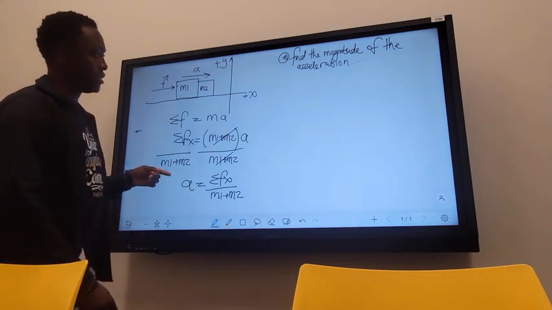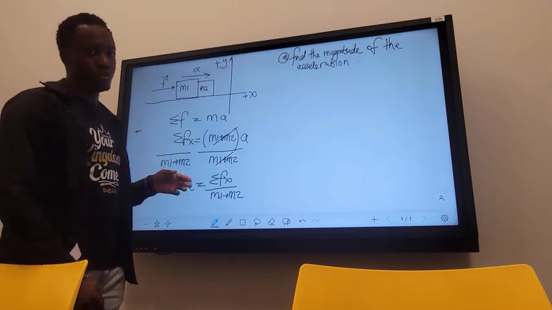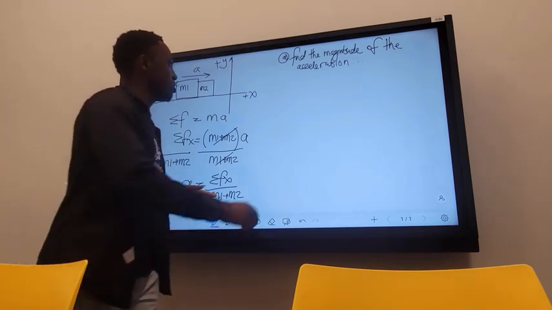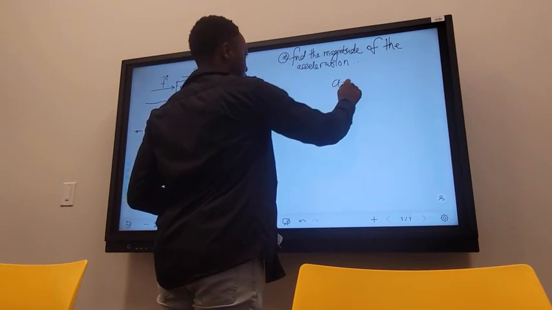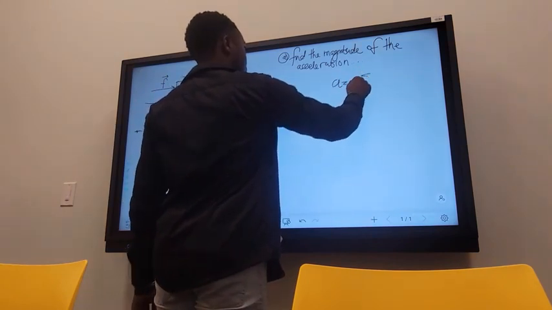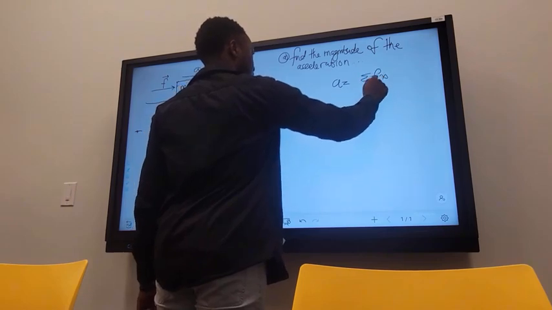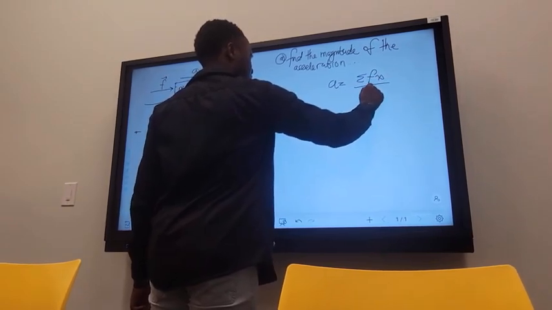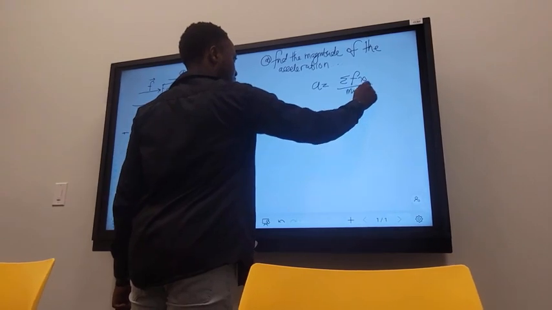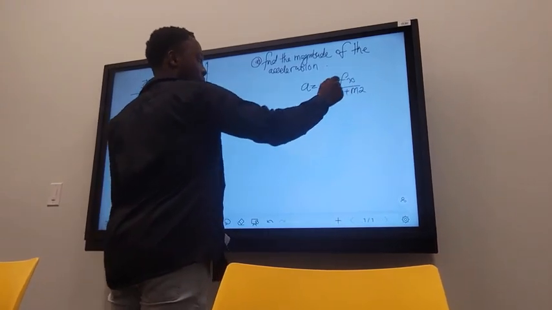Let me go ahead and write it down so we can store it and we'll be able to use it in the next question as well. So acceleration is equal to summation of all forces in x over m1 plus m2. Great.